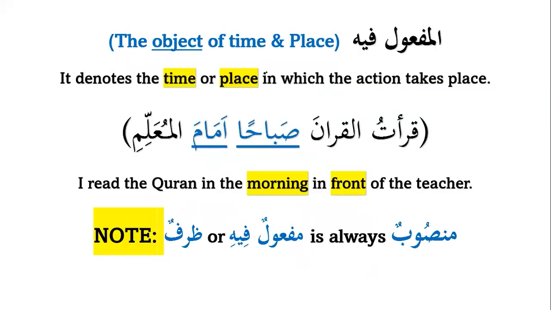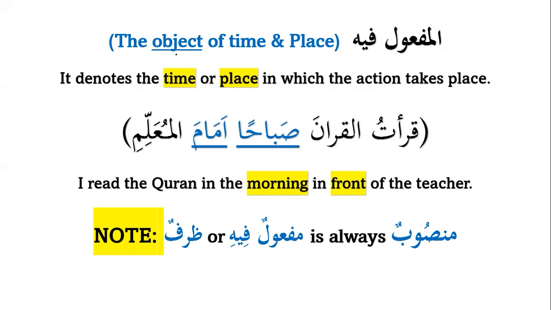Al-maf'ulu fihi, the object of time and place. Now, why we used the word object over here? If you remember, we have discussed about al-mafa'ilu al-khamsatu. Maf'ulun, and the plural of maf'ulun is mafa'ilu. Al-mafa'ilu al-khamsatu, 5 objects in Arabic language. The first one that is the most common, we have learned about maf'ul bihi. Maf'ul bihi, for example, you say qara'tu al-Qur'ana. So I recited the Quran.